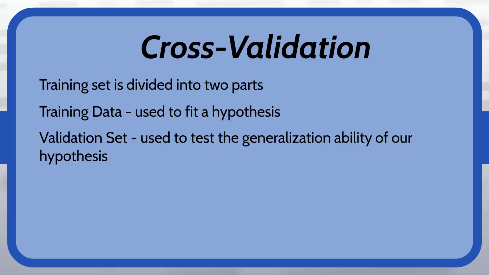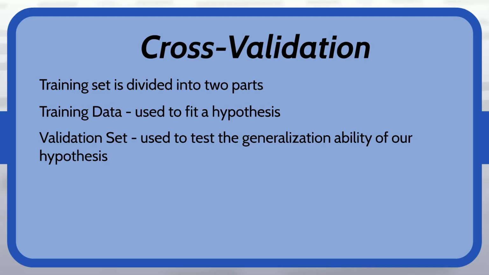So assuming a large enough training and validation set, the hypothesis that is the most accurate on the validation set is going to be the best one, or it's going to be the one that has the best inductive bias. So we've made the correct amount of assumptions about the data. And this process of finding this best model is called cross-validation.